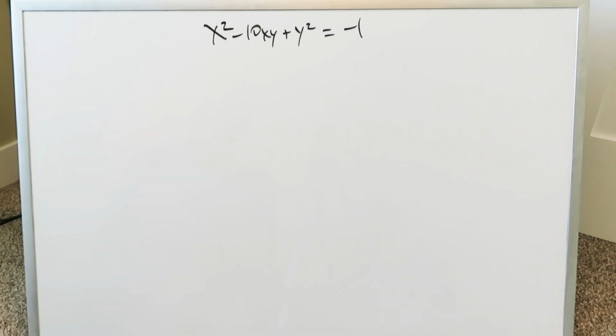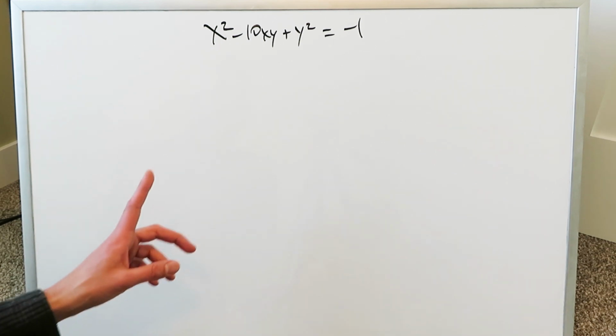We are continuing here with this topic on conic rotations. In this video, we're looking at a single and a specific question. We have x squared minus 10xy plus y squared equals minus 1. Our goal is to eliminate the xy term by rotating the axis and then see, based on the x prime, y prime system, what it is that we are dealing with.